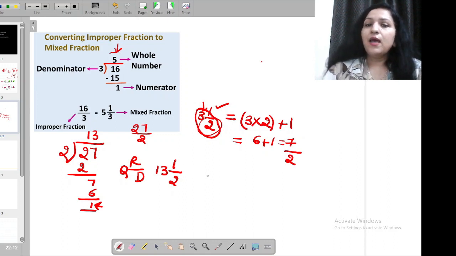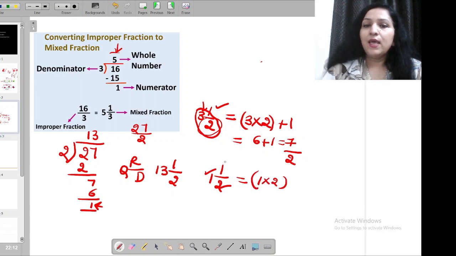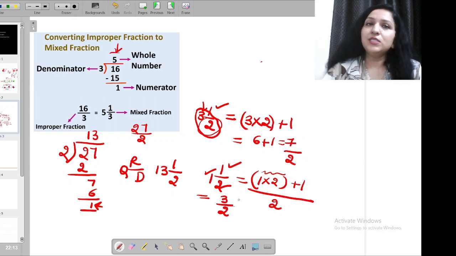I'll do it once again. If my question is 1 whole 1 by 2, I told you this number has to be multiplied first. 1 multiplied by 2 is 2. First we multiply these. Then this upper number is to be added. The denominator will remain the same. I was having the denominator 2. It should remain the same. Now 1 multiplied by 2 is just 2, and 2 plus 1 is 3. So the numerator is 3, the denominator is 2. That's your answer. Okay, I hope this much is understood.